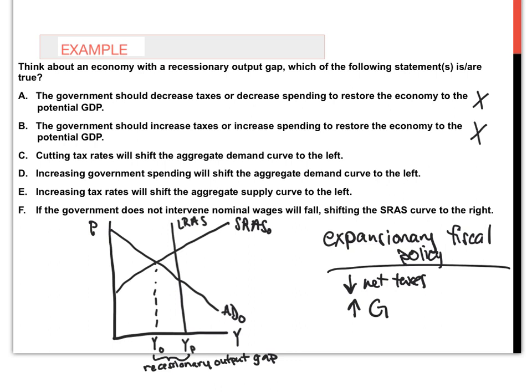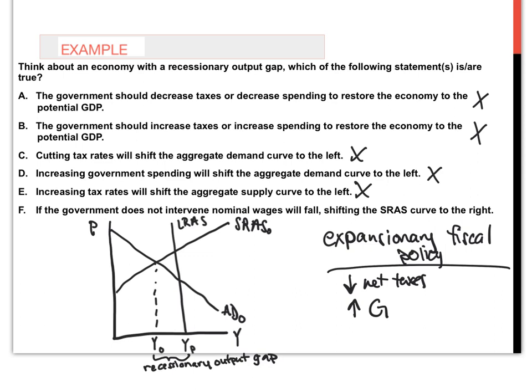Cutting tax rates will shift the aggregate demand curve to the right. We said that it would shift the aggregate demand curve to the left. Increasing government spending will shift the aggregate demand curve to the left. Again, that will increase the aggregate demand, shift it to the right. Increasing tax rates will shift the aggregate supply curve to the left. Changing tax rates is going to affect aggregate demand, not aggregate supply. And if the government does not intervene, nominal wages will fall, shifting the short-run aggregate supply curve to the right.